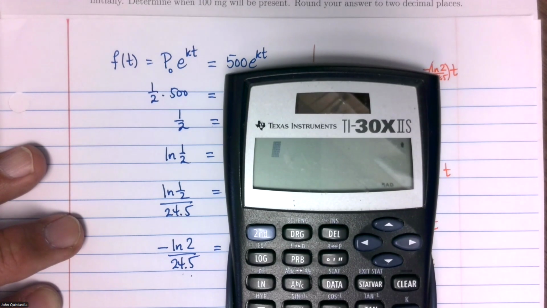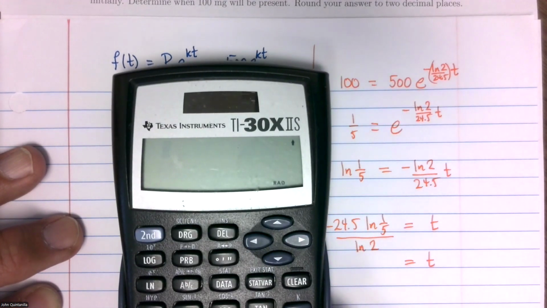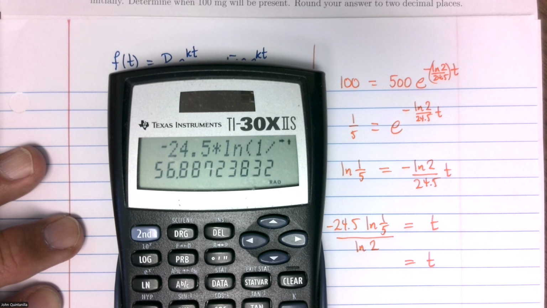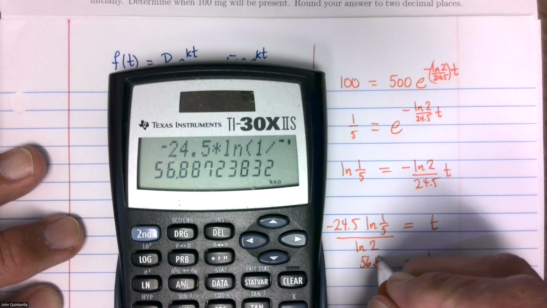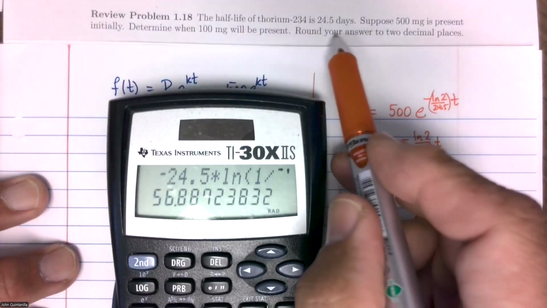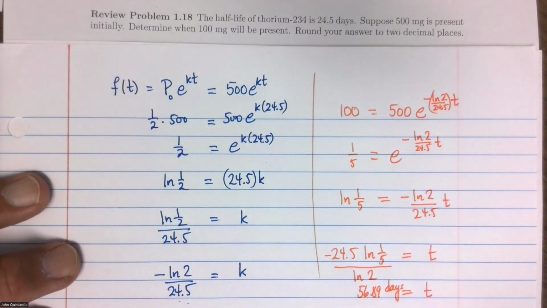So plugging into our calculator, we have negative 24.5 times the natural log of 1/5. Then divide that whole thing by the natural log of 2. And so the answer that comes out is 56.89. And the units are days because the original problem had things in days. And so that is the answer rounded to two decimal places.